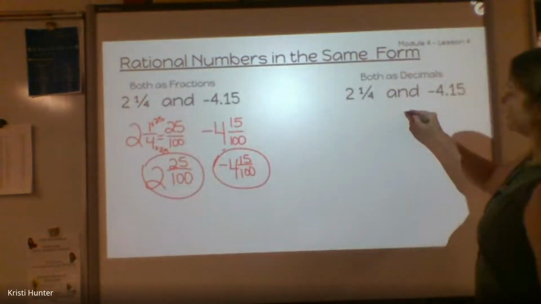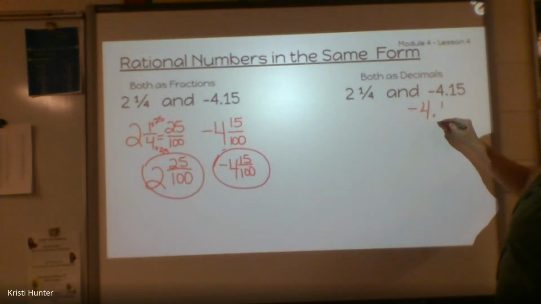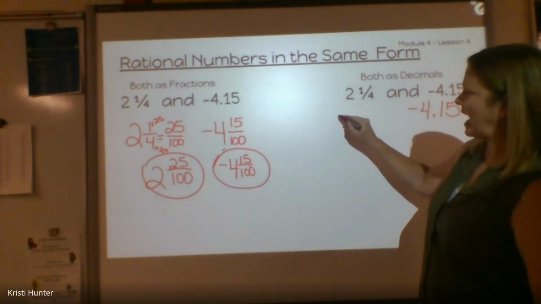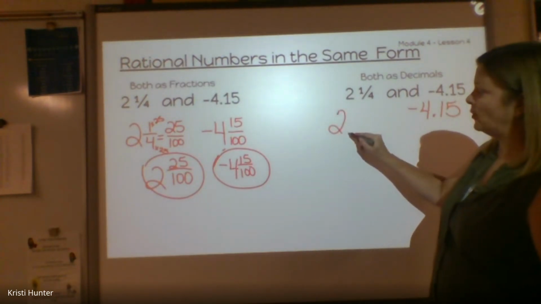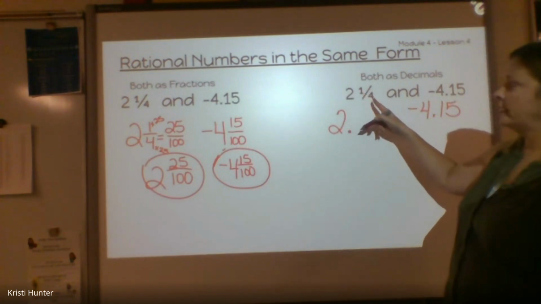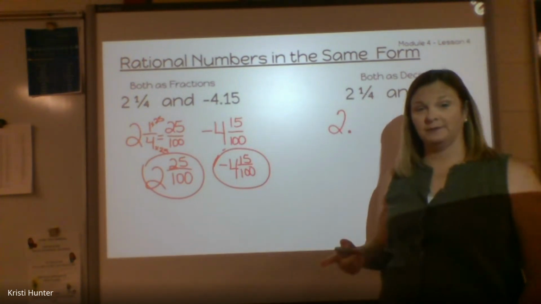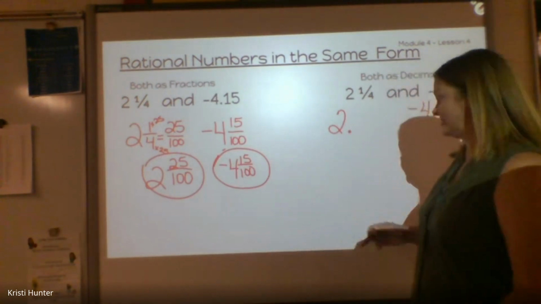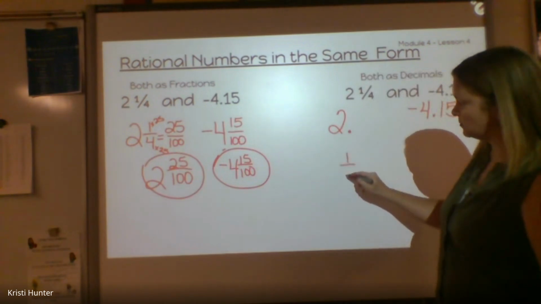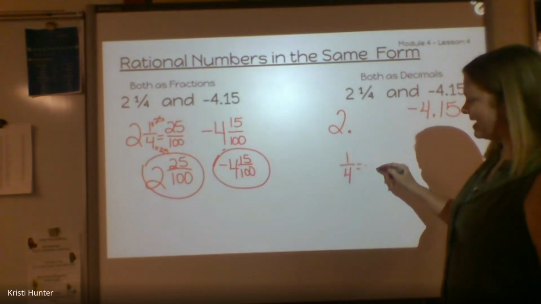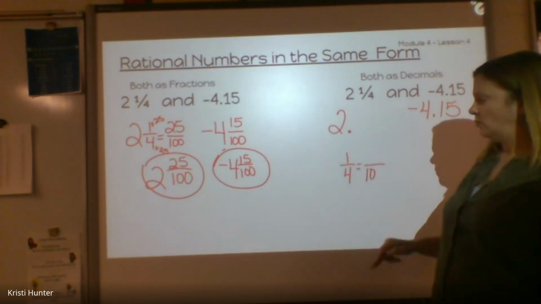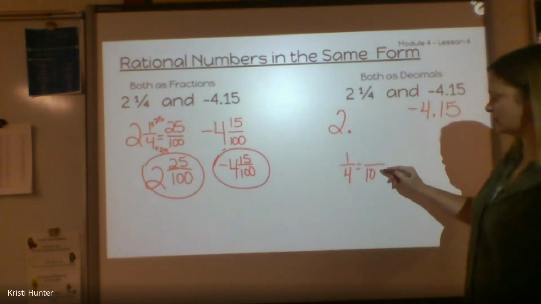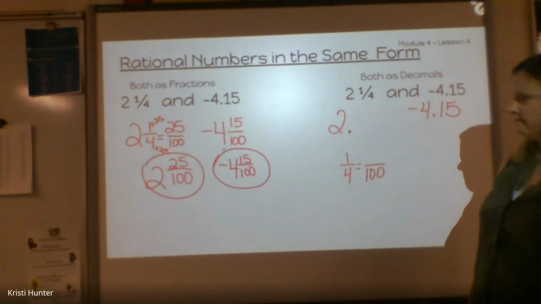So I can leave the negative 4.15. It's already a decimal. And on this one, I need 2.14. Well, here's the problem. I cannot write, I don't know what 1/4 is as a decimal. So I've got to think about this 1/4. Can I make it into a 10? Well, 4 times, I don't know anything that'll give me 10, so it's going to have to be 100.